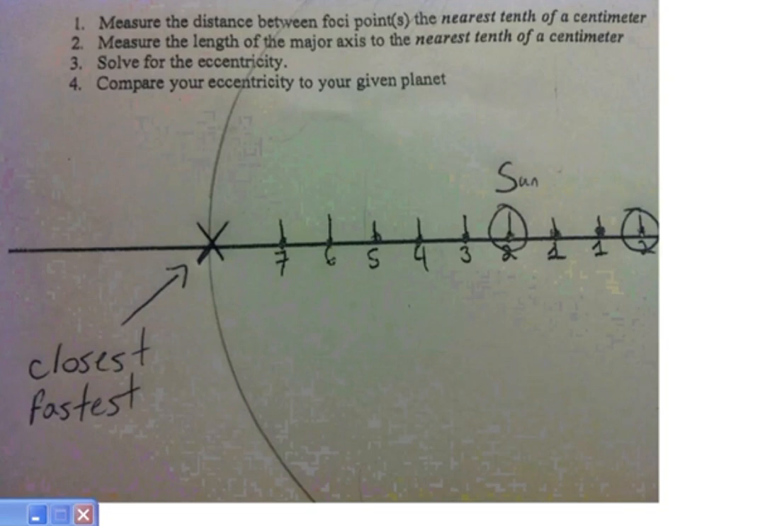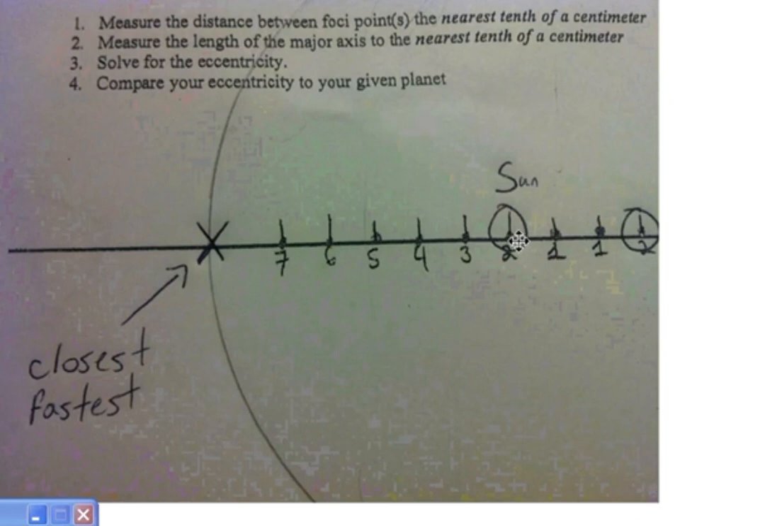The next step, and this is very critical, this is where you start to gain the points. Choose one of your foci and label it S to represent the sun. So it's clearly stated on what you need to do on your instruction sheet. Then the next step is to place an X where the asteroid orbit is closest to the sun. As a matter of fact, where it's closest is also where it's fastest.